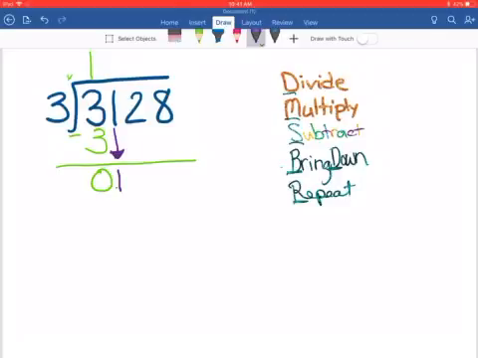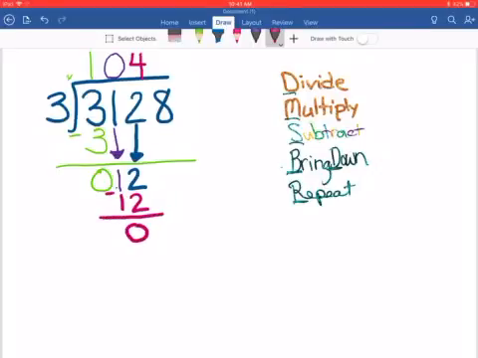So because you've brought the number down, you have to put a 0 over the top of it, because you can't do it. And now you're going to bring the next number down. This one I can do. So 12 divided by 3 is 4. 4 times 3 is 12. 12 minus 12 is 0. So remember, divide, multiply, subtract. And now I'm in the bring down stage.